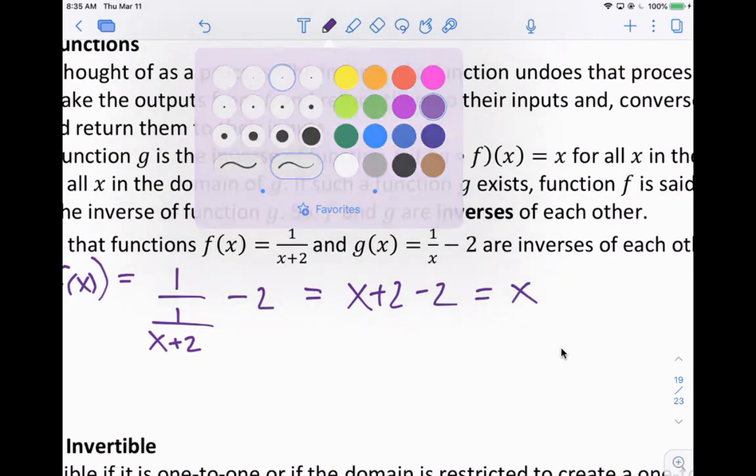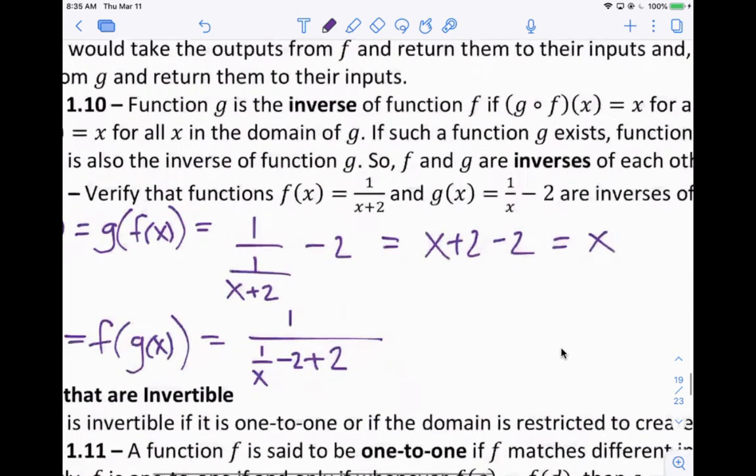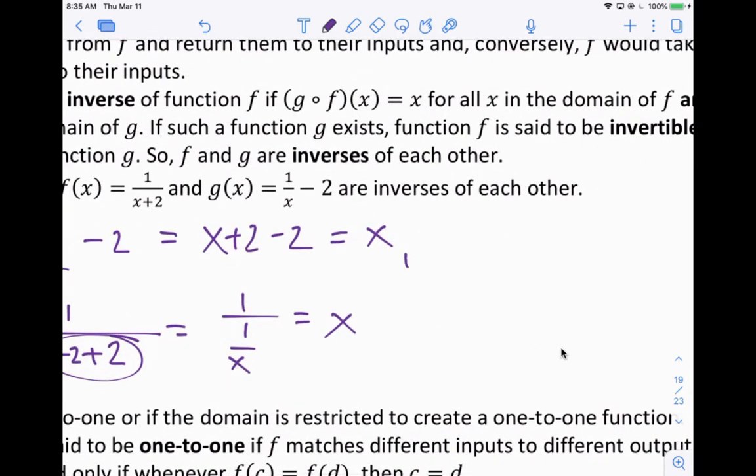All right. Let's do the same thing for g of x. I'm sorry, f of g. We're going to put g inside of f this time. Here's f, 1 over plus 2, and then g is 1 over x minus 2. We automatically see these two cancel each other out. Therefore, we get 1 over 1 over x, and again, we see that flip back. Again, we get x. So if we get x for both compositions, we have proven these are in fact inverses.